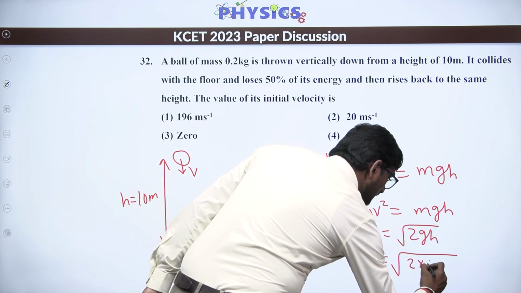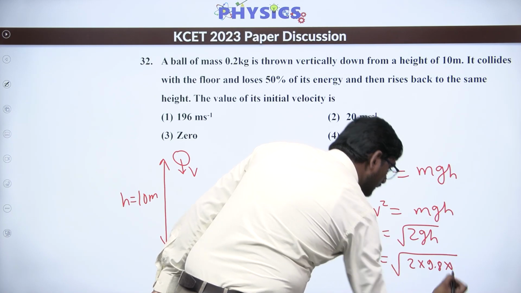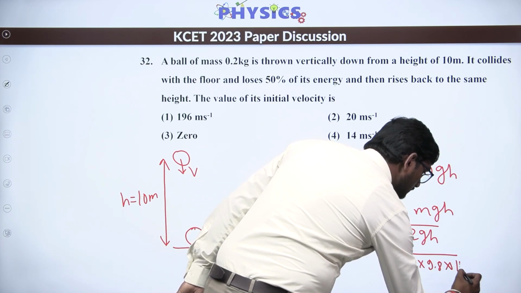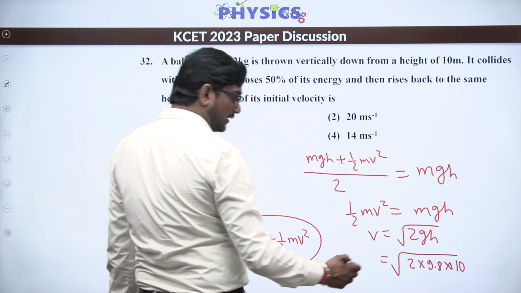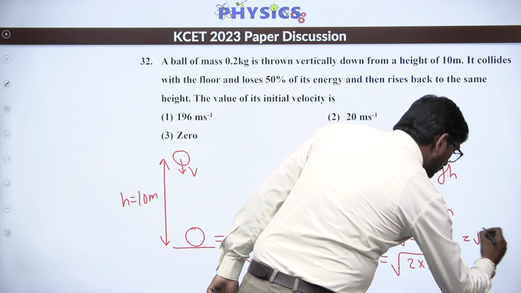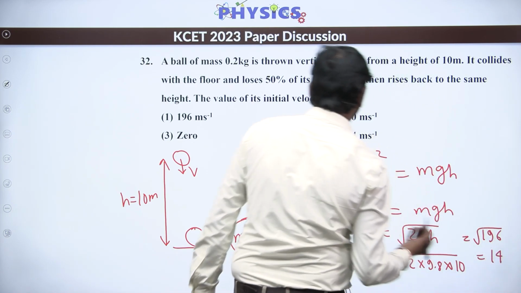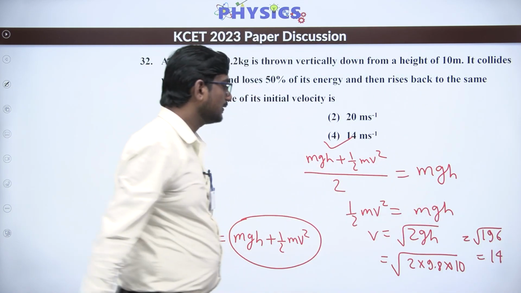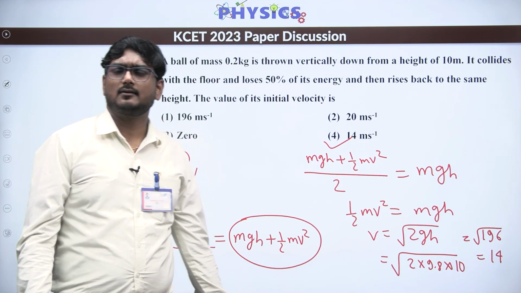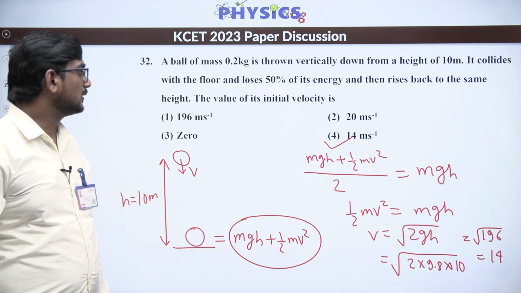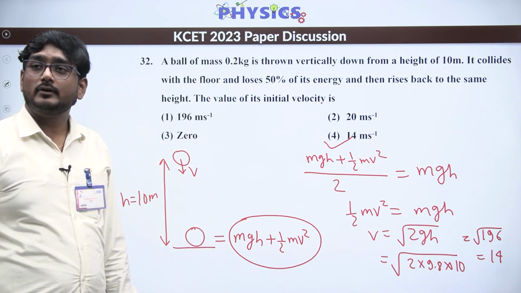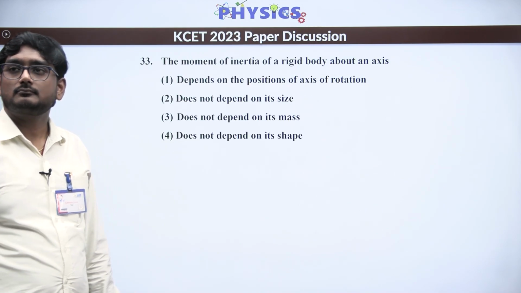G we can take as 9.8 and from how much height has come down? 10. Simplifying this, it will come out to be root of 196. Okay, so your answer is 14. So the correct answer for this is 14 meter per second. Again, a very simple question from the kinematics chapter. Moving to the next question.